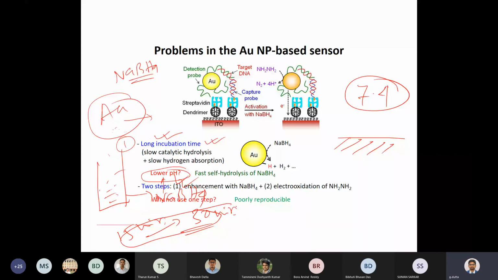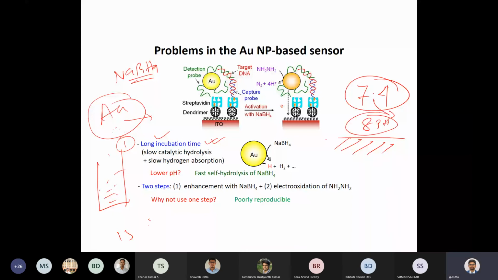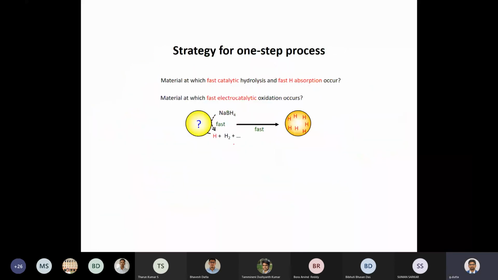So that can be done. So then why not use the one step? I mean, why not use some other material so that we can avoid the longer incubation? We can use a basic pH, or near 7.4 or 8 pH, right? For that, we can use some other material that is called palladium.